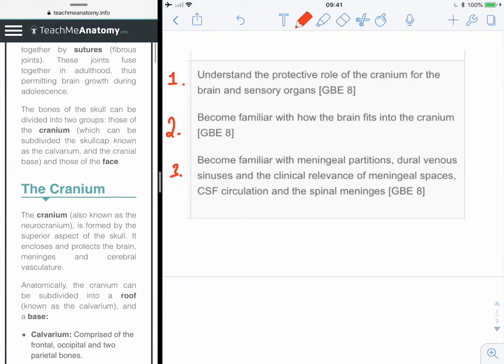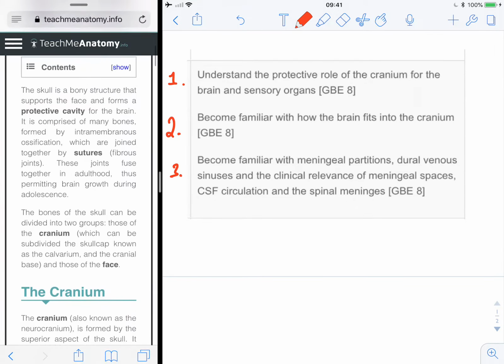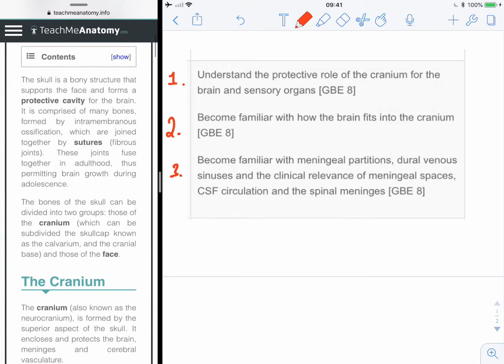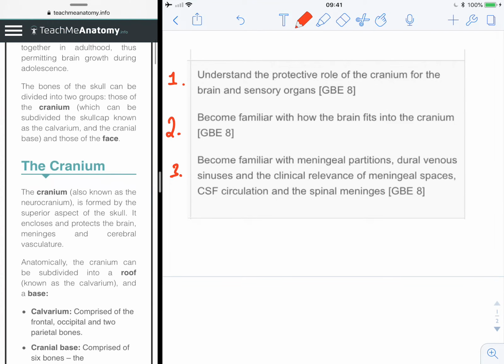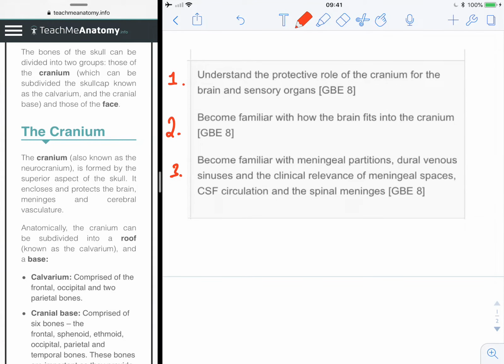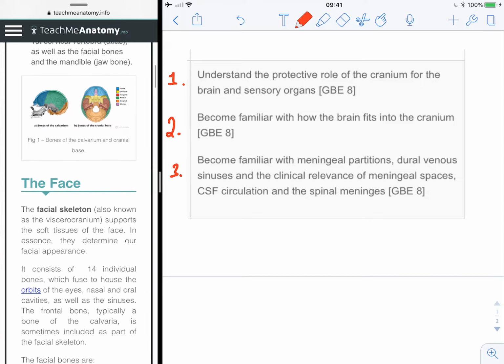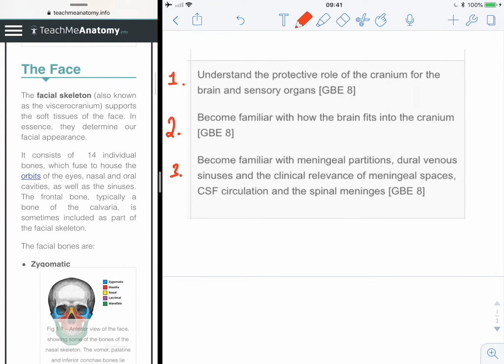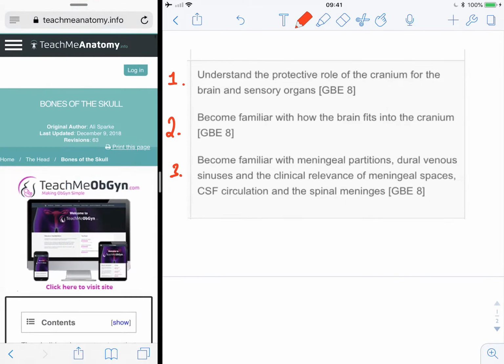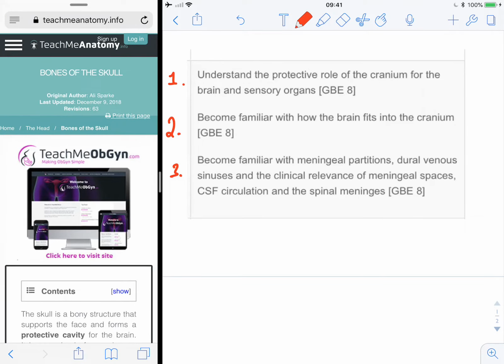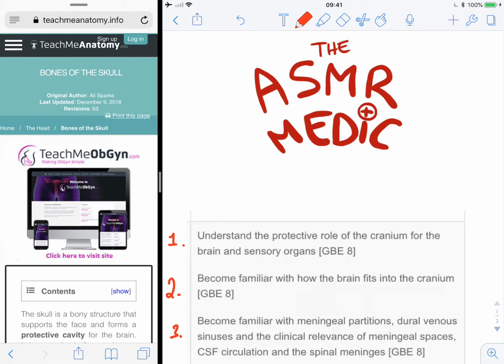Usually they'll give you, first of all, like I said, a general overview. So in terms of the cranium, they'll talk about what the cranium is, where you can find it, and what that anatomical structure does, its role, broadly speaking. Then some surrounding things. The section that I found most related to this subject, the cranium, was the bones of the skull.